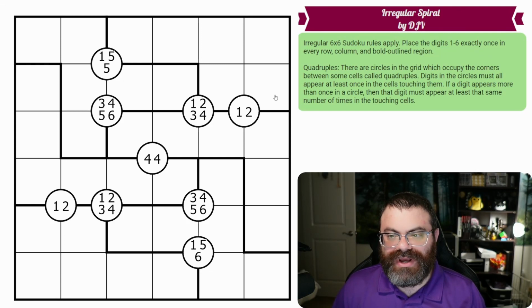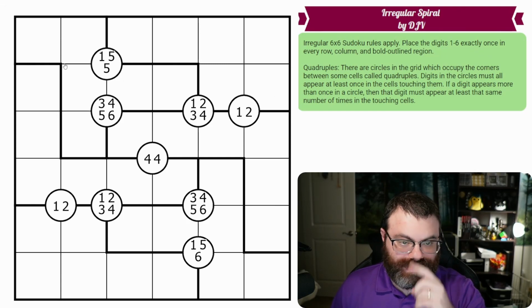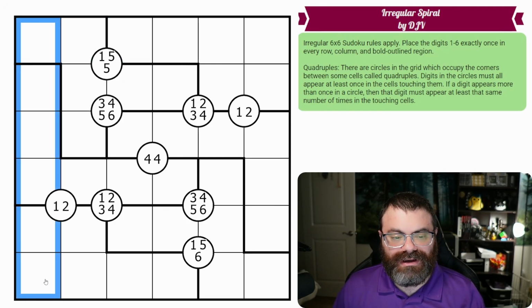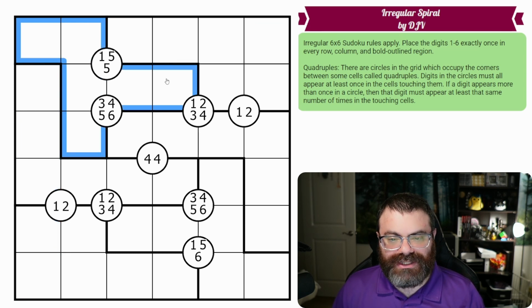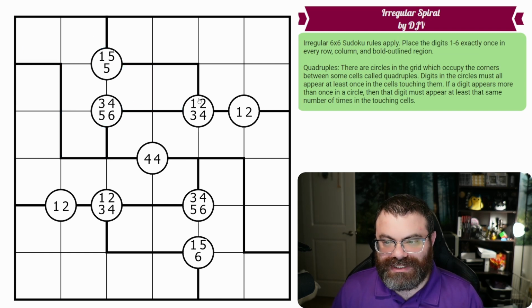So we have standard irregular 6x6 Sudoku rules. That means in every row, every column, and every bolded outlined region, we have the digits 1 to 6 exactly once each. So these work just like boxes, but they aren't boxes. They're still 6 in size, there's still 6 of them, but they're weird shapes, irregular shapes, one might say.